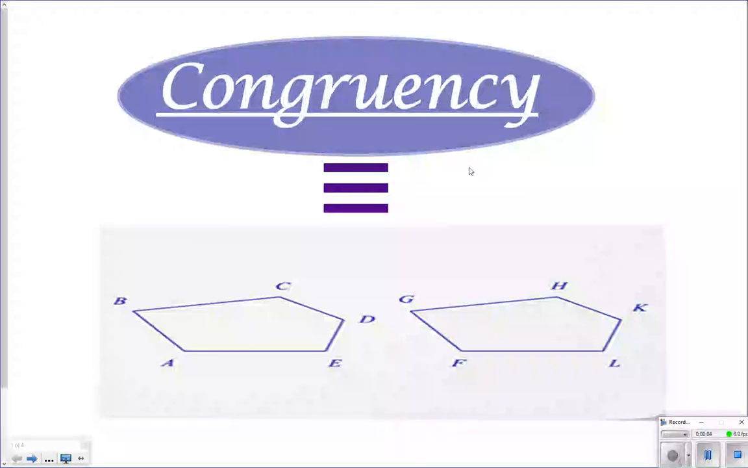Our lesson today is congruency. Congruency is the relation between two geometrical shapes when they are exactly similar, like each other without any difference between them. And this symbol, which is three line segments, its name is congruent to, and we use it to tell you that the two geometrical shapes are congruent. There is a congruency relation between them.